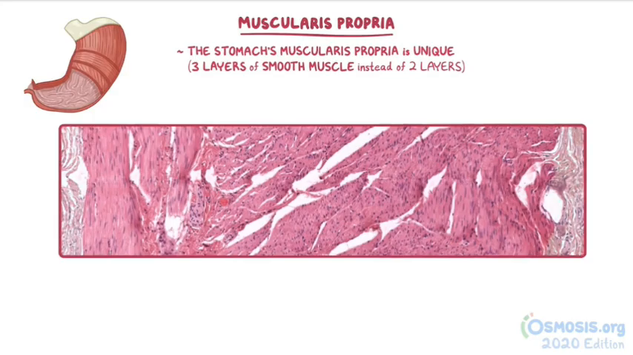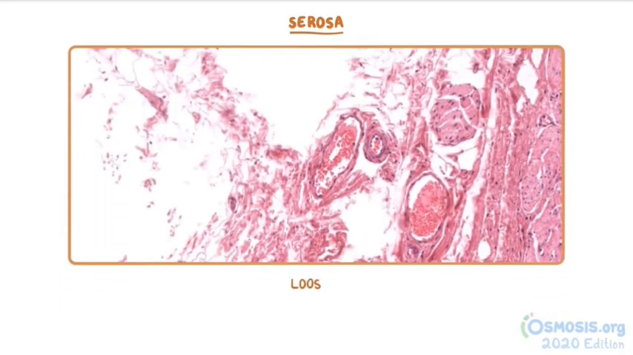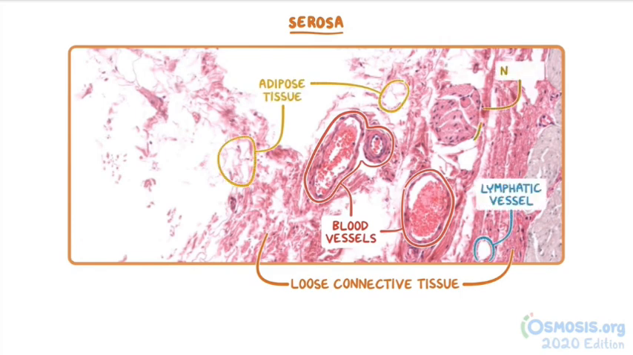In this image, we can see portions of the inner oblique layer on the right side of the muscularis propria, closest to the submucosa. The middle layer is the circular layer, and the outer layer is a longitudinal layer of smooth muscle. Because this tissue sample was sectioned longitudinally, the outer layer of smooth muscle is the layer that shows the long shape of the muscle fibers the best, and the middle layer will have muscle cells that appear the most circular. The outermost layer of the cardiac stomach is the serosa, which consists of loose connective tissue with large blood vessels, adipose tissue, lymphatic vessels, and nerves.